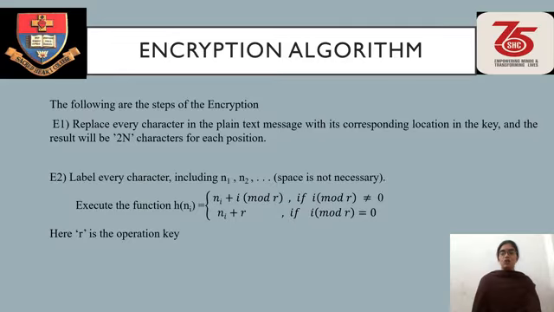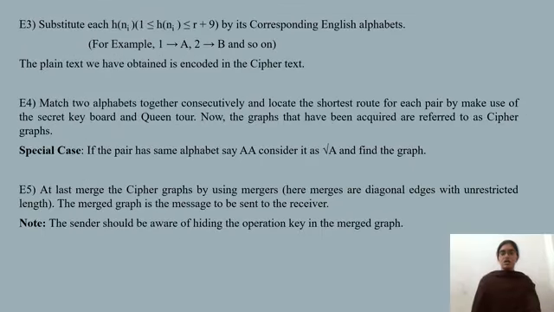The following steps are for encryption. First step, replace every character in the plain text with the corresponding location in the key, and the result will be 2n characters for each position. The next step is to label every character n1, n2 up to nm. Execute the function h of ni. If i mod r is not equal to 0, then we use ni plus i mod r. If i mod r is equal to 0, then we use ni plus r. Here r is the operation key.